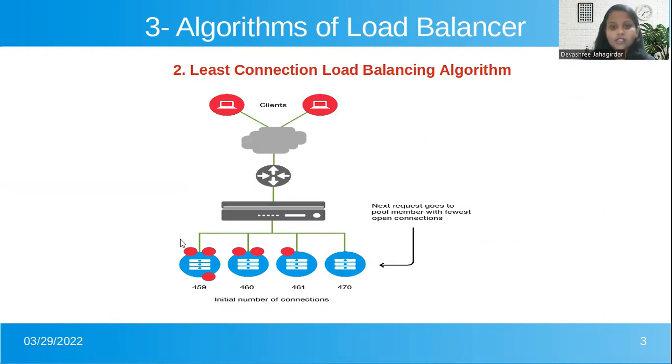Here we can see, for example, there are 4 servers: 459, 460, 461, and 470. On 459, we can see it is on high load. On 460, it is a moderate load, and 461 is a minimum load. But on 470, it has no load at that particular time. So the next request from the client will be forwarded to 470, because the next request goes to the member with the fewest open connections, and it has no load on that particular instance. So the next request would be sent to server 470. This is what the least connection algorithm is.